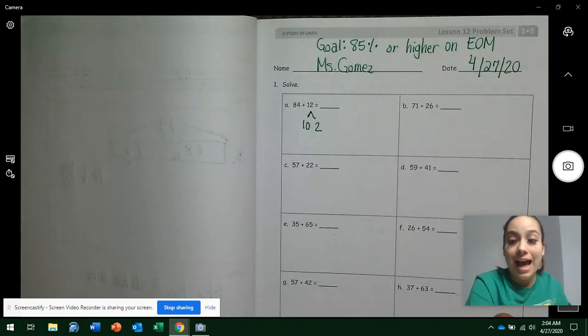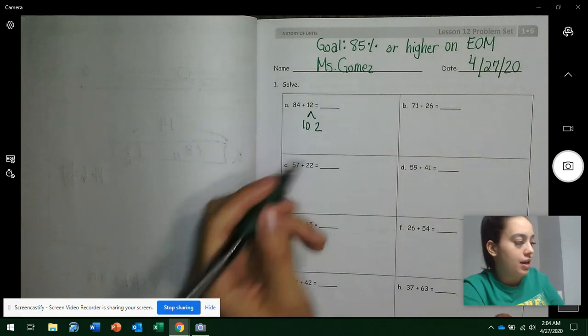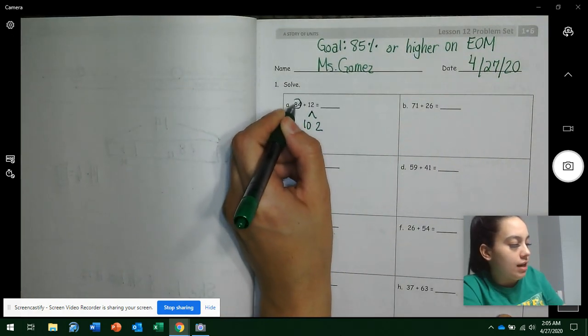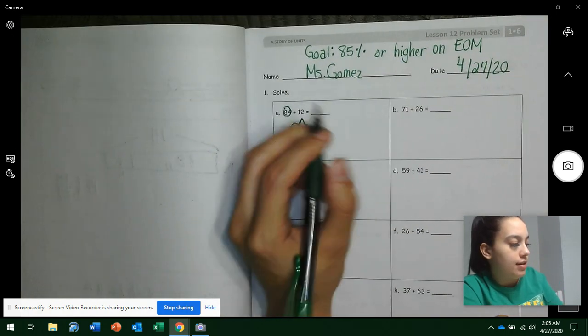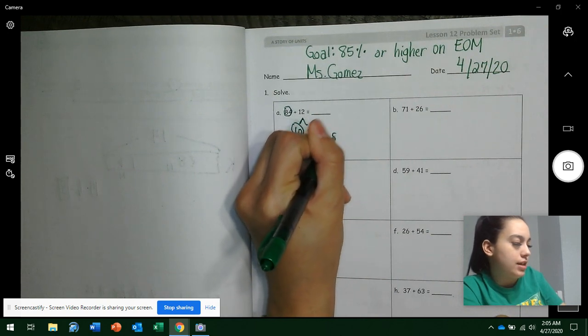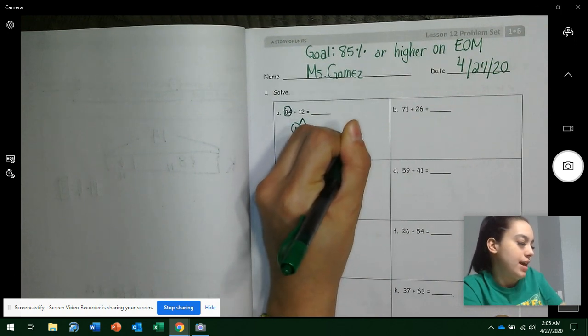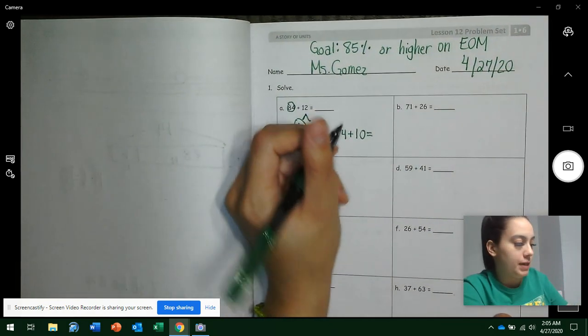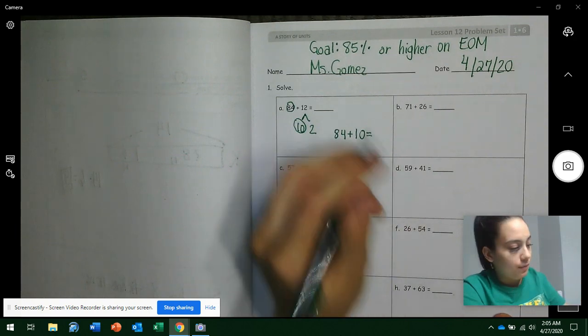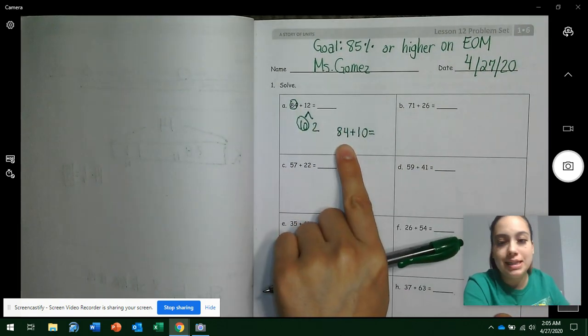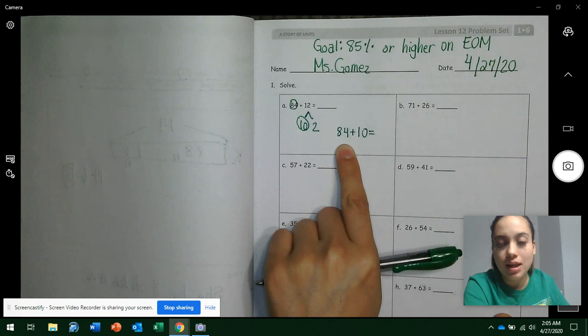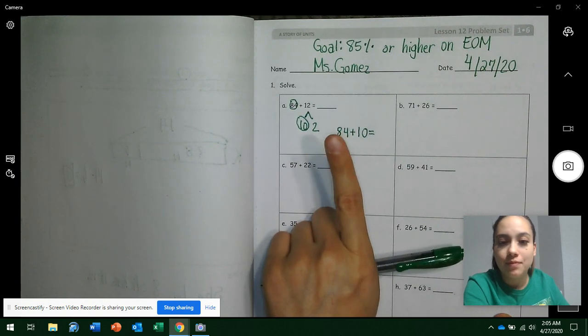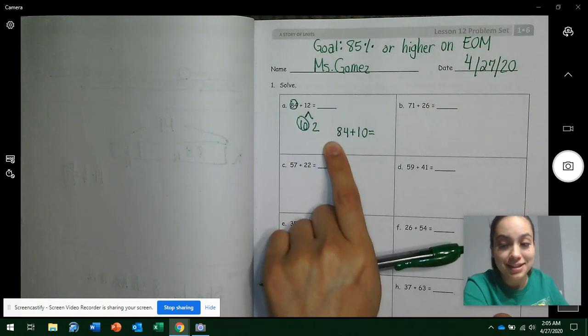So let's add the tens first. Circle with me, 84 and 10. That's going to be our first number sentence. 84 plus 10. Very good, boys and girls. And let's draw it out for those of us that need our pictures, okay? So 84 has how many tens and ones? Yes, 8 tens, 4 ones.